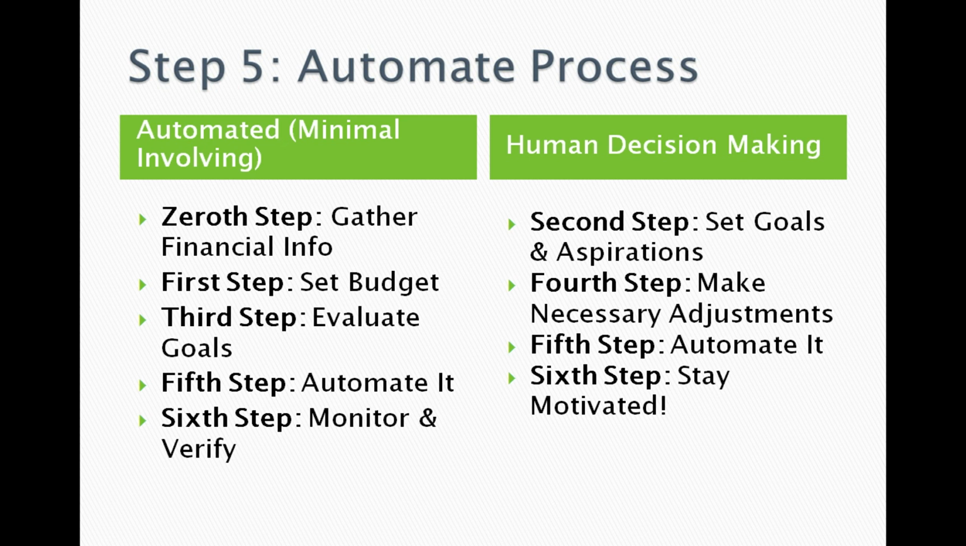But the next thing we're going to talk about is step 4, which is making necessary adjustments. So a computer could tell you how much money you would need in order to fix the problems, but it can't tell you exactly how to do that. It's up to you to figure out what you need to do in order to fix that problem.